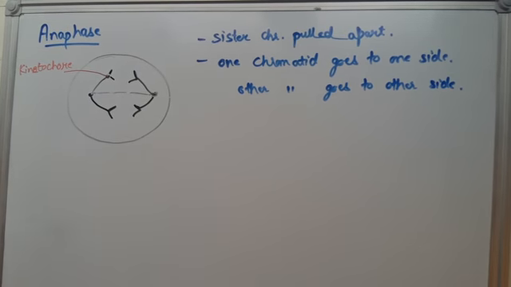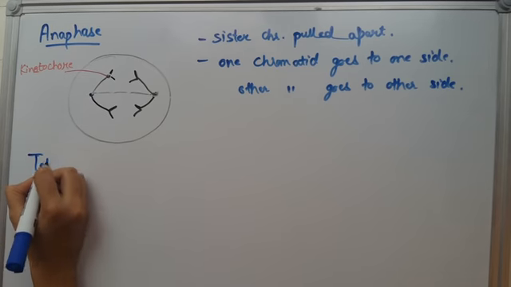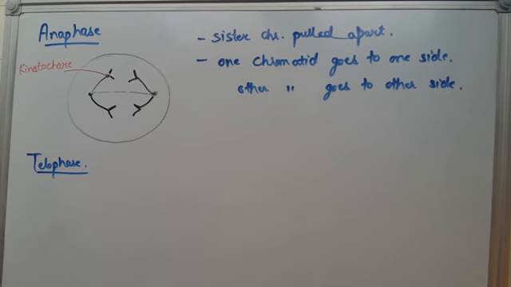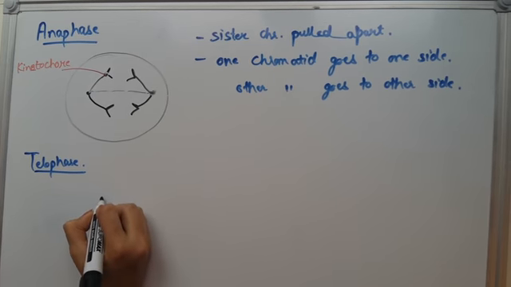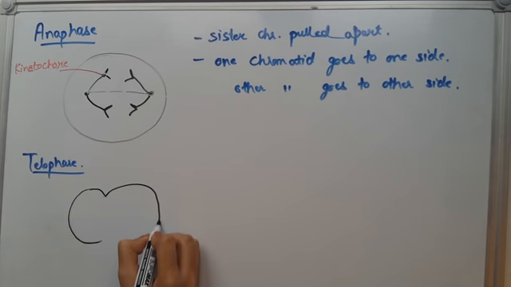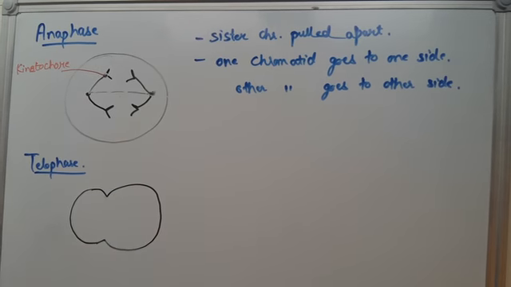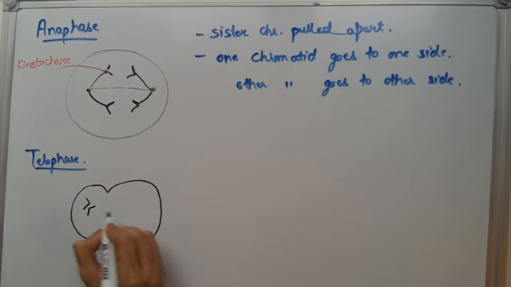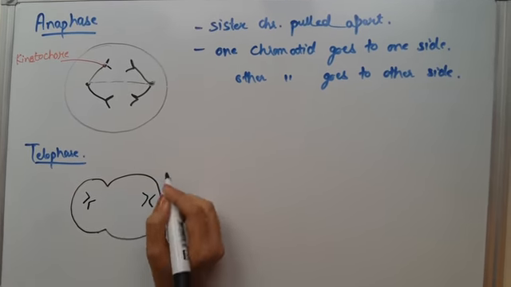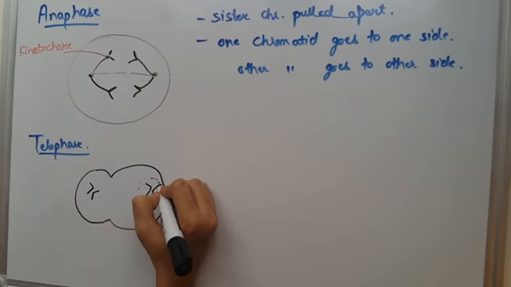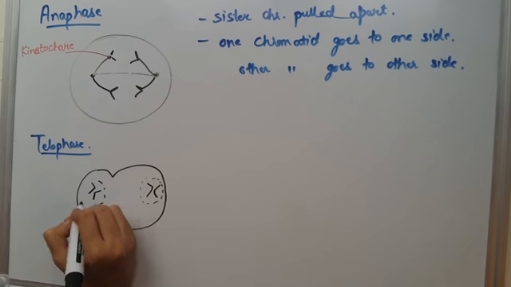Next phase after anaphase is telophase. In telophase, at each pole, a full set of chromosomes gathers, like this. And there is the formation of the nuclear membrane, that is, the nuclear membrane starts to appear again.